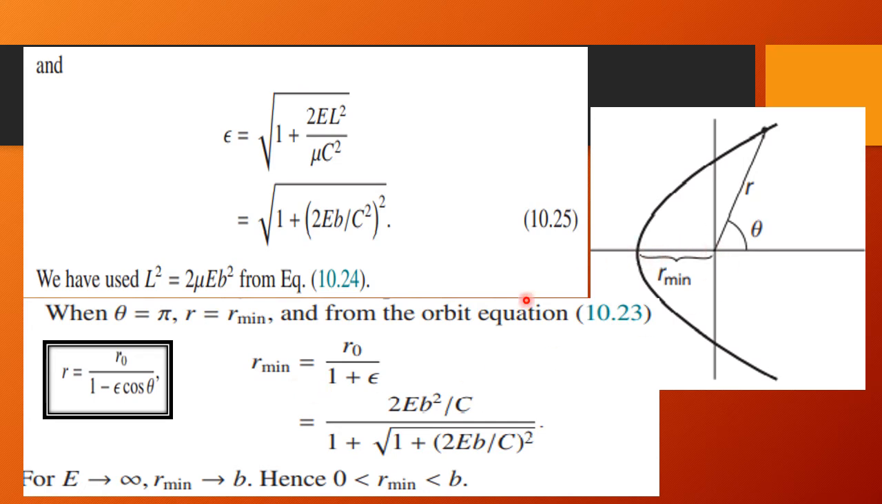So when E is much greater, or when E tends to infinity, you can solve this relation and you get the value of r minimum reaching the value b in this equation. So from 0 to infinite energy, the value of r minimum will be between 0 and b. So the minimum value it can attain is nothing but b.